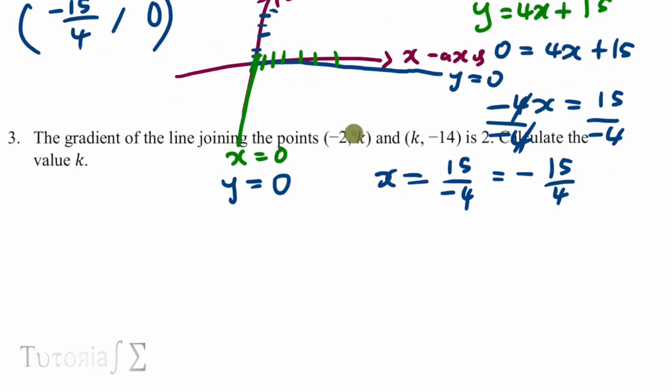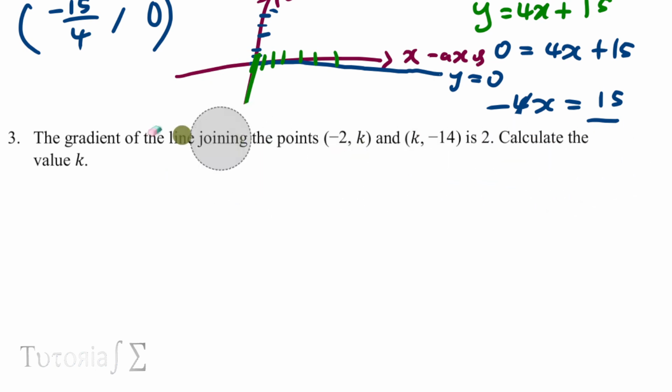All right, now we come to question 3. So hope you're copying that. So let's do question 3 together. So question 3, the gradient of the line joining this is 2. So the gradient is 2. So gradient, which is m, is equal to 2.